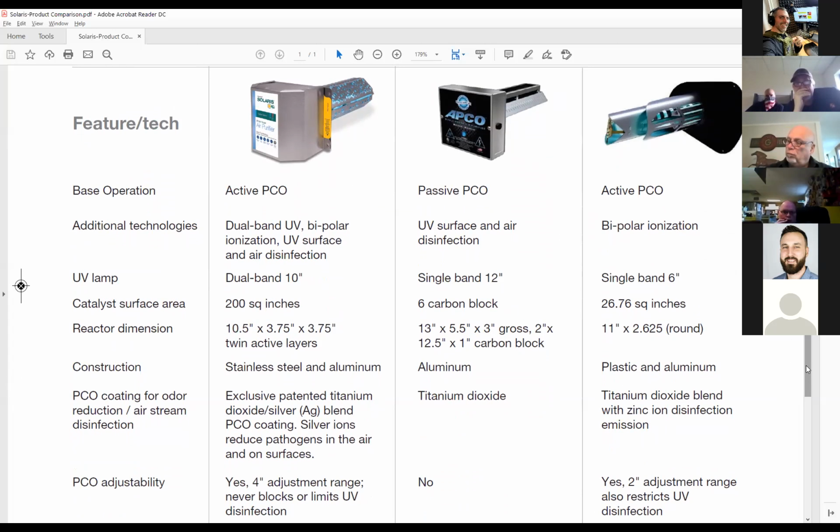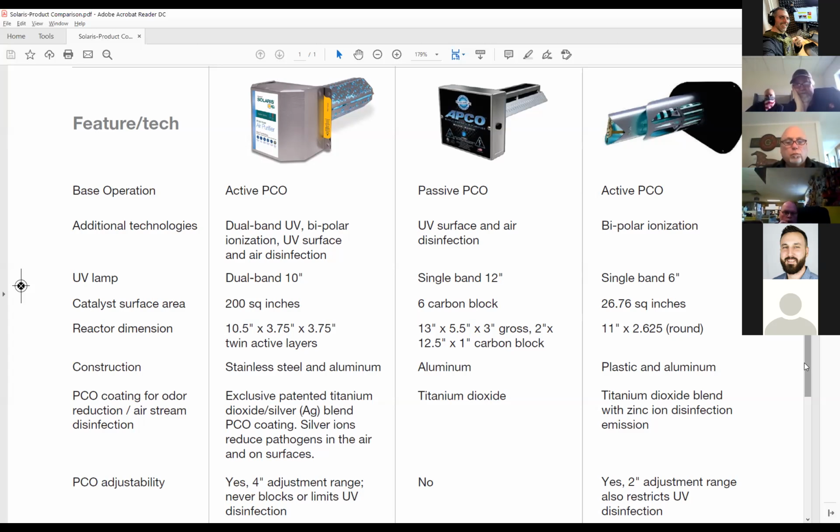Additional technologies, this is when you're going to start seeing how our product differs from our competition. We do have a dual band UV, bipolar ionization, UV surface and air disinfection. They just have a bipolar ionization. Our UV lamp uses a dual band 10-inch. They have a single band 6-inch. Catalyst surface and reactor dimension basically shows the surface area that is coated with titanium dioxide that allows for PCO. You'll see that our surface area for that is greater than theirs.